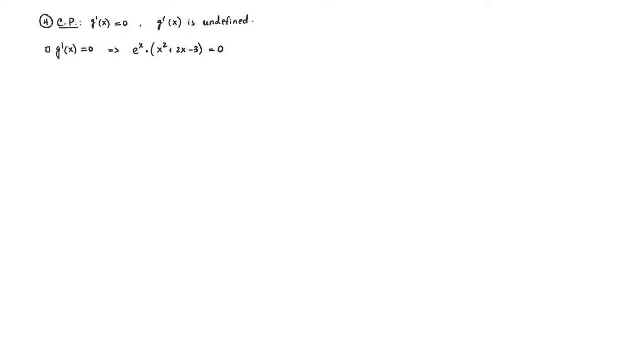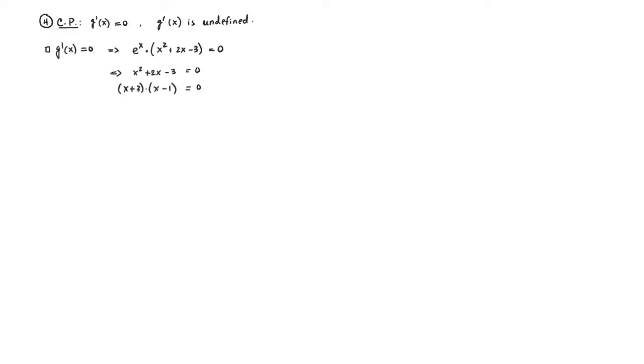So from here, we will say that this implies that x squared plus 2x minus 3 will be equal to 0. And then we notice that the quadratic is factorable. That means that we're going to have x plus 3 times x minus 1 equals 0.